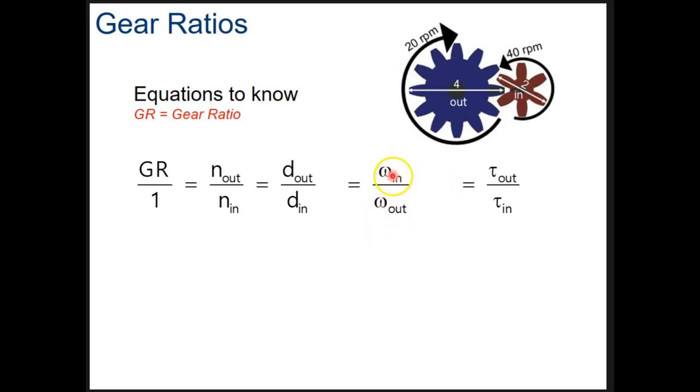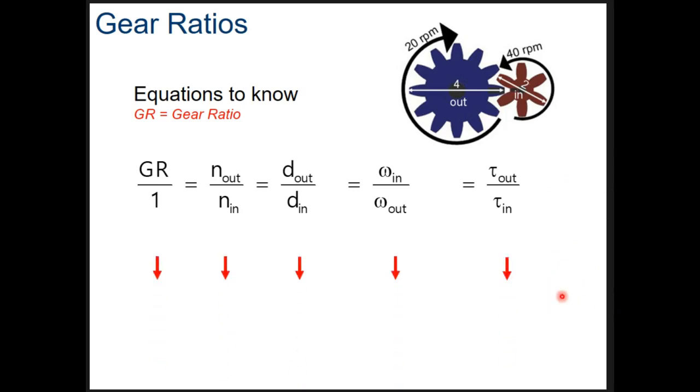Note that angular velocity and torque are opposite of one another. If you increase the angular velocity, you decrease the torque. And conversely, if you decrease the angular velocity, you increase the torque. So they trade off. If you increase one, the other one has to decrease.